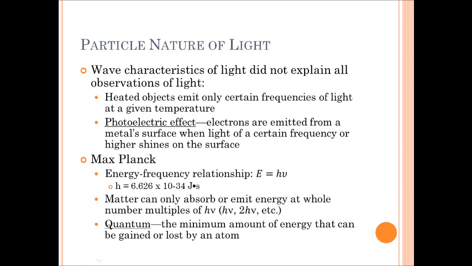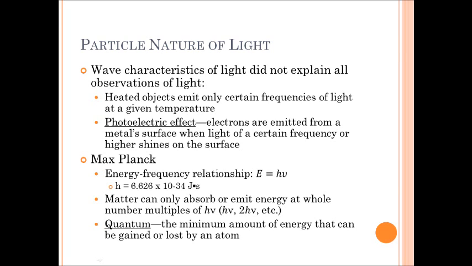Now for the particle nature of light, there were certain properties when scientists were observing light that could not be explained by the fact that it was a wave. One thing was that when you heated an object, only certain frequencies of light were emitted at a certain temperature. And this ties in with the photoelectric effect, which basically says that electrons will only be emitted from a metal surface when light of a certain frequency or higher shines on it.